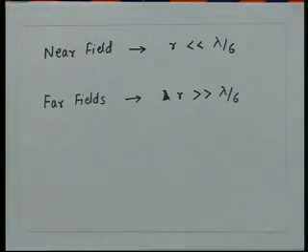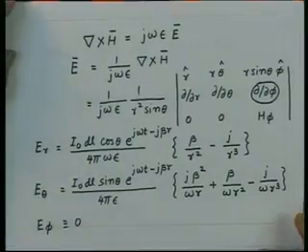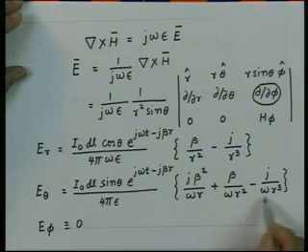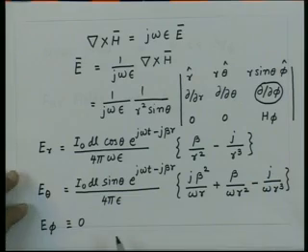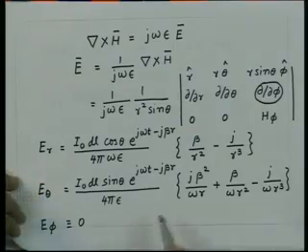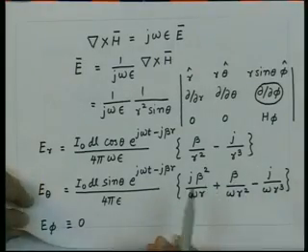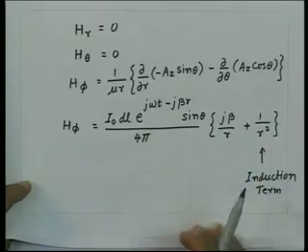So, basically we see now something interesting. If I go very close to the Hertz dipole, we have terms which are 1 over r square and 1 over r cube. So, I will have a component E theta, and I will have a component E r, because it has terms 1 over r square and 1 over r cube. The magnetic field will have a term which is 1 over r square.